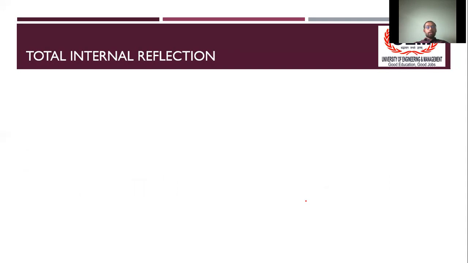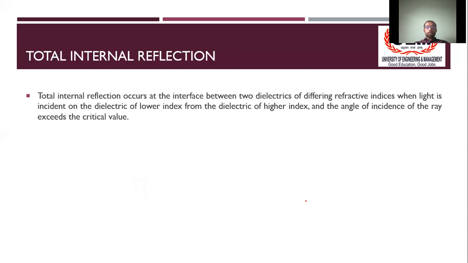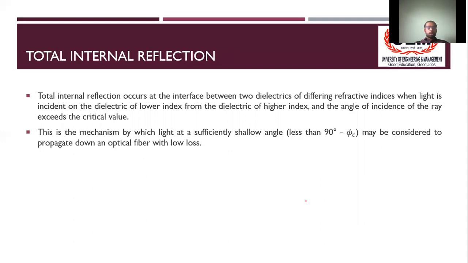So how does total internal reflection work? As we have seen, in total internal reflection the light is falling from a higher refractive index to a lower refractive index, and when light falls from a higher refractive index to a lower refractive index, it is bound to get refracted out. But to prevent this refraction from happening, we have to maintain a critical angle, which will make the angle of refraction 90 degrees, and we can achieve total internal reflection inside the core region.